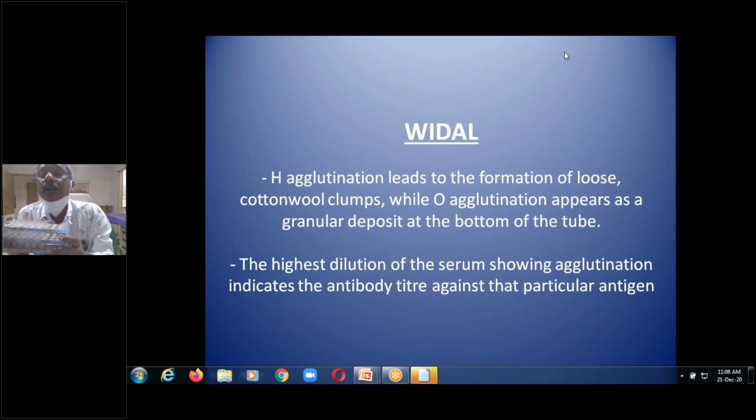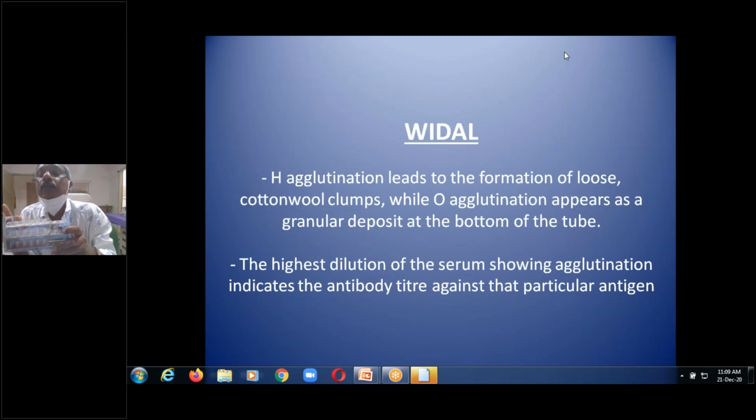If we wanted to put 6 rows, we would have to put them for all 3 species of Salmonella. Here we are putting only 4 rows. Why? Once we put the Salmonella typhi O antibody, we need not put Salmonella paratyphi A and B. So there are only 4 rows in the Vidal test.